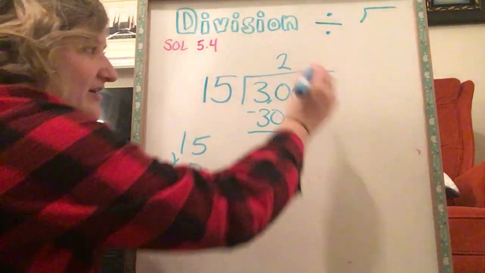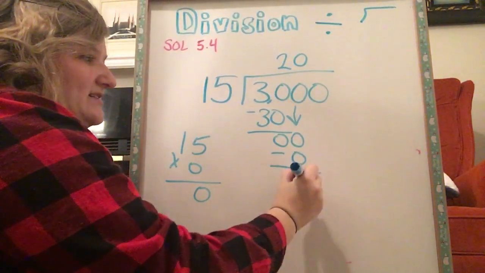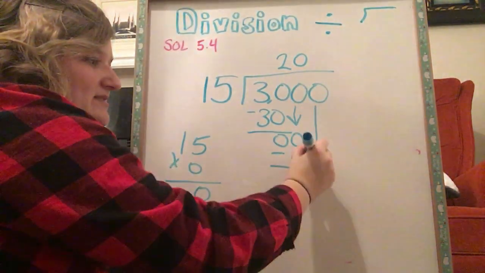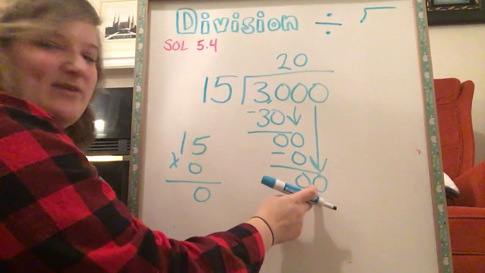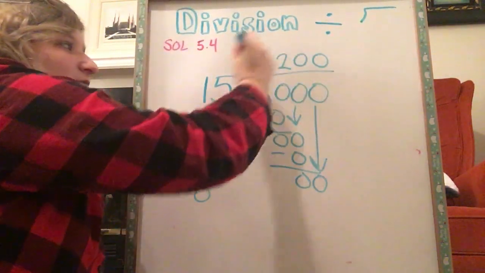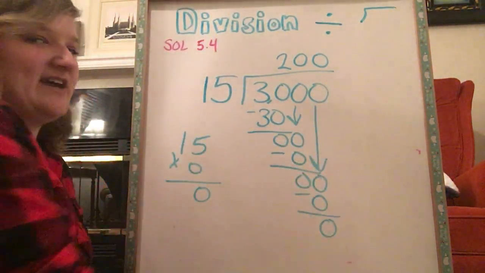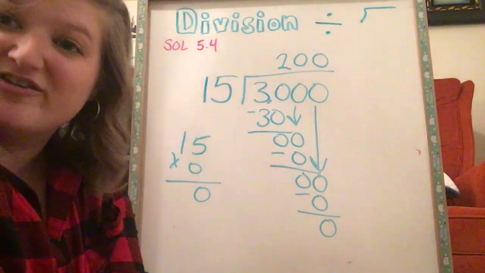So let's go ahead and put that up there. 0 times 15 is 0. We're subtracting, because remember we have to follow the steps and bring down. Again, we have 0. Our answer is going to be 0 up here. We're going to multiply to make sure we have nothing left. Nothing else to bring down. Our answer is 200, no remainder.